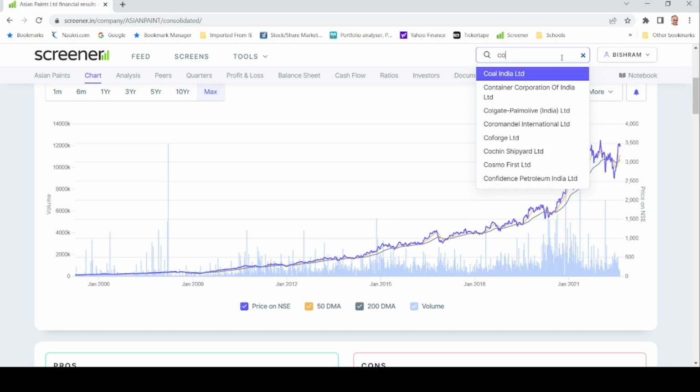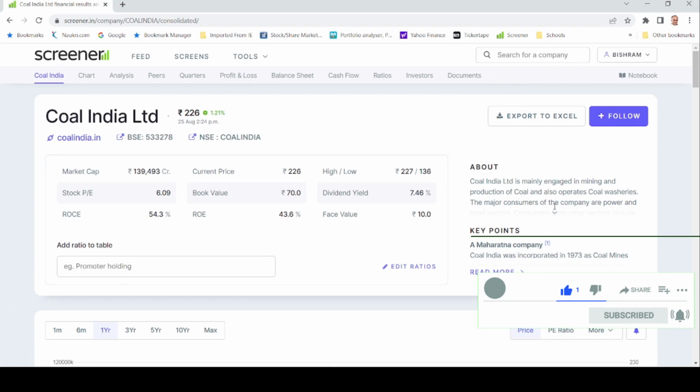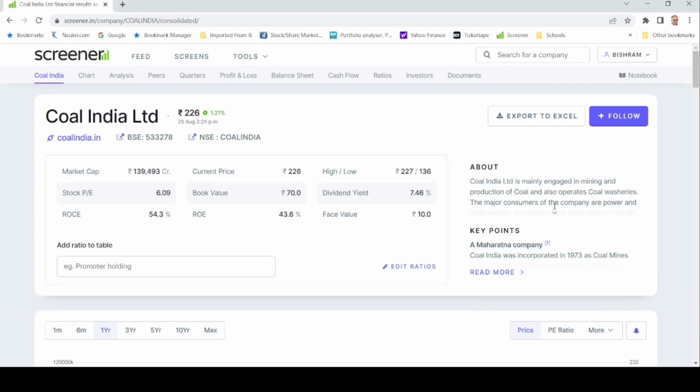So let me take up a very famous and old company from the public sector, Coal India, and I'm using the software screener.in. It's a free software, and all your work can get done by this unless you want some advanced features, which has a paid version.